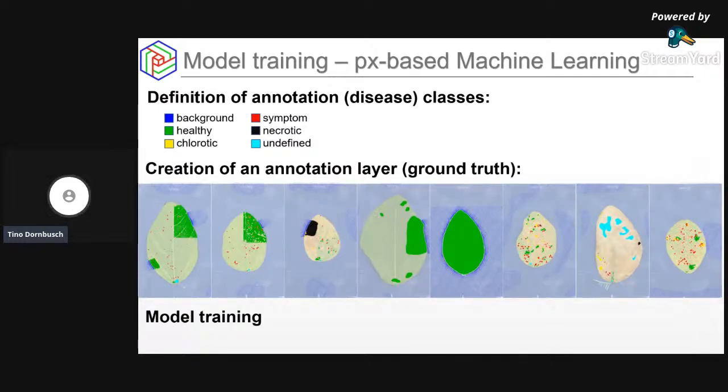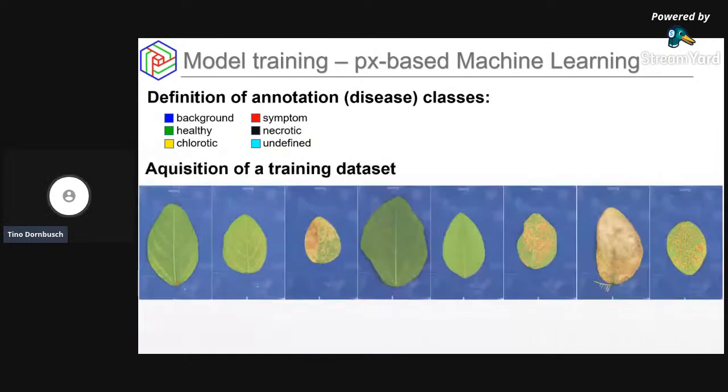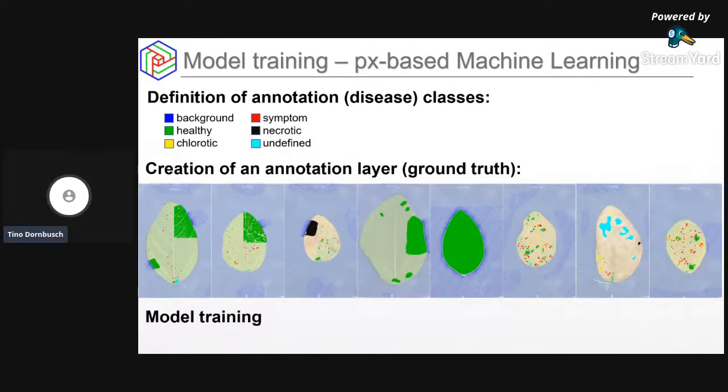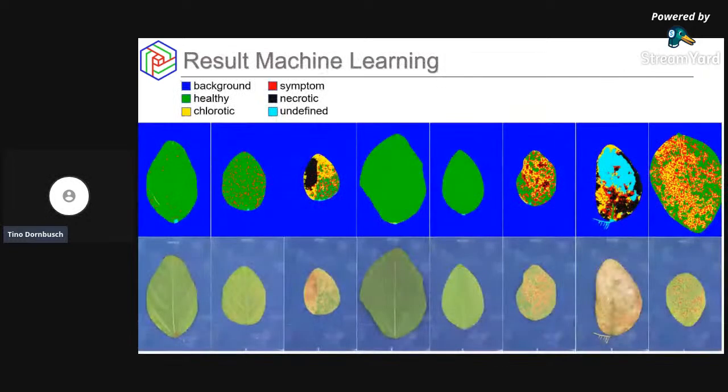So what you have to do is take your software of choice, Photoshop, GIMP, whatever tool, and create an annotation layer where you manually paint the pixels with the corresponding color and say this pixel is healthy, this pixel is disease, and this is background. So you really have to give it a large variety of input data for the training. This is the image's annotation layer, which we then use for the model training.